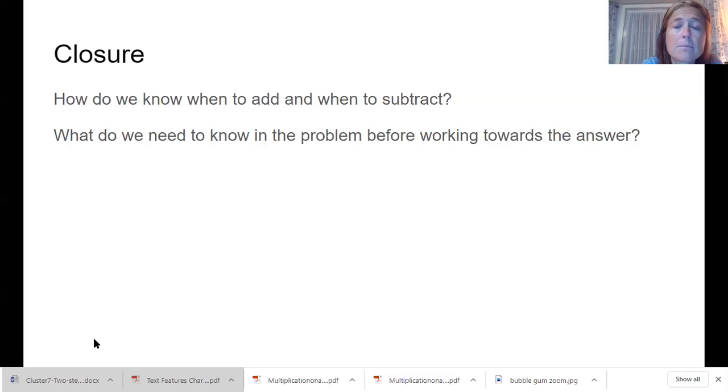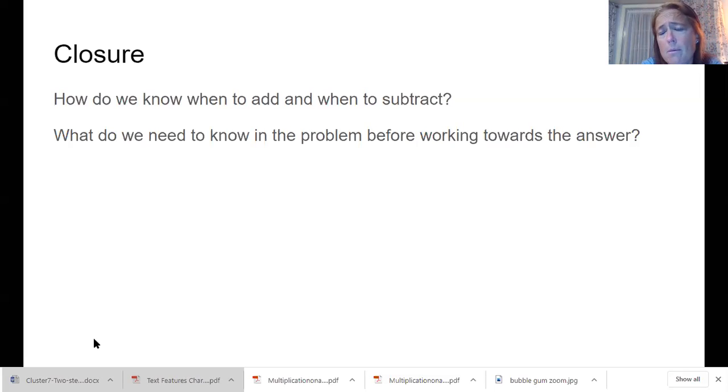Now, in some problems, it will ask you to only add. In others, it'll ask you to only subtract. But we will run into problems where you have to add and then subtract, or perhaps subtract and then add. So we need to make sure that we are understanding what the question is asking us so we know what operation, addition or subtraction, we need to use.